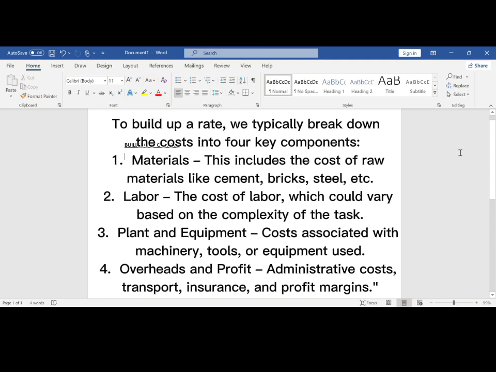To build up a rate, we will break down the cost into four key components, which are our material, labor, plant and equipment, and overhead and profit. Now our material will include the raw materials like your cement, your bricks, your steel, your iron rod and the likes. For the labor, the cost of labor will vary depending on the complexity of the work item to be carried out. Our plant and equipment is the cost associated with machinery, tools, and equipment to be used. And also our overhead and profit, which include the administrative cost, transport, insurance, and profit margin.